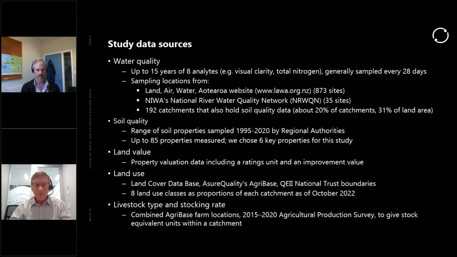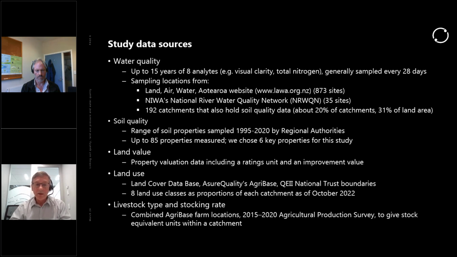Land use itself comes from the land cover database, which is a land cover information, as well as Assure Quality's Agribase and some information from the QE2 National Trust boundaries as well. And this forms 8 land use classes as proportions within each catchment, nominally as of October 2022.